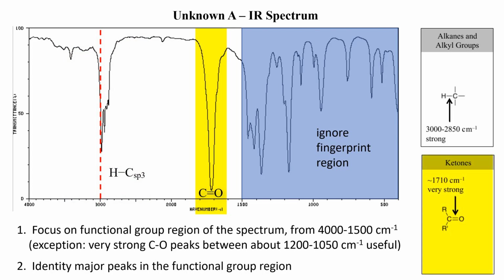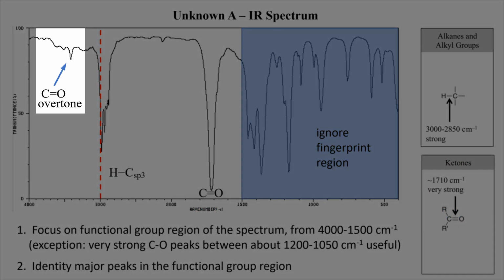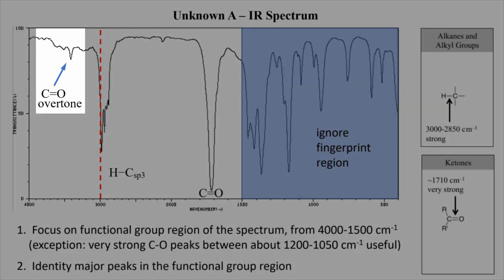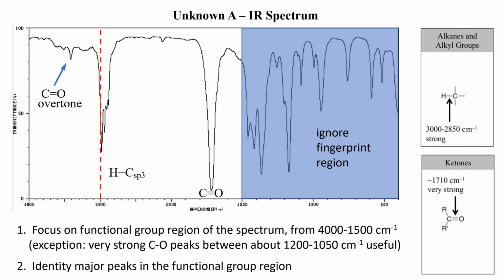Finally, since we have a ketone, you should be on the lookout for an overtone peak. That's what I'm pointing to right here with the blue arrow. The overtone peak shows up with carbonyls frequently, and it's twice the fundamental frequency. So if we have a 1710 peak, this comes at about 3420 or so wave numbers.